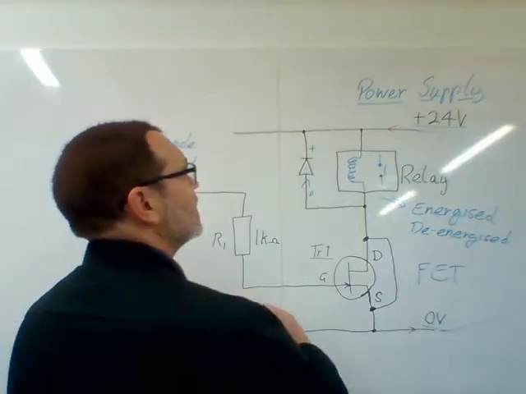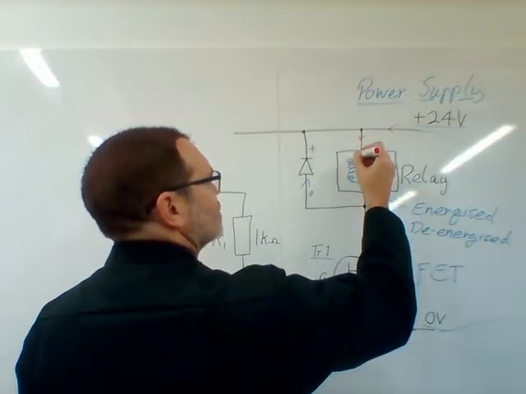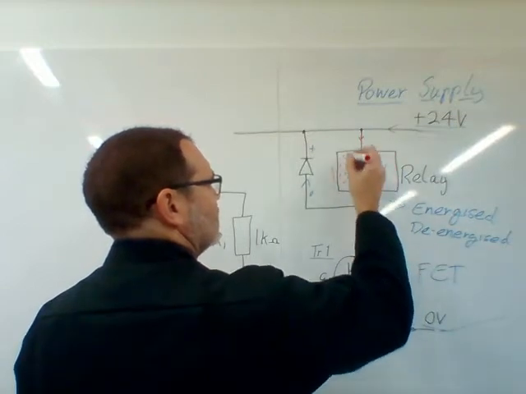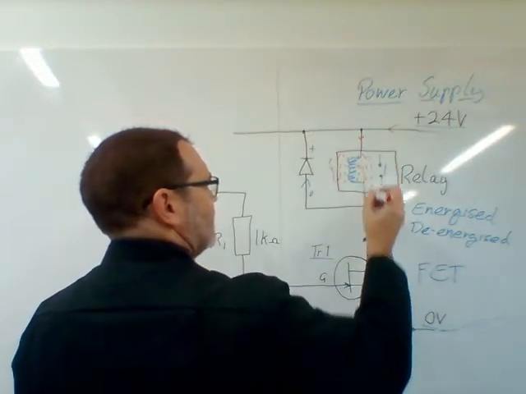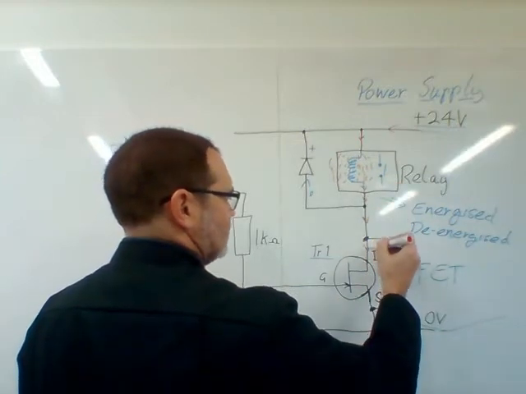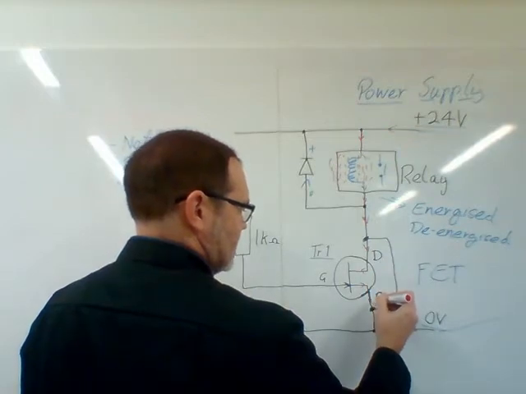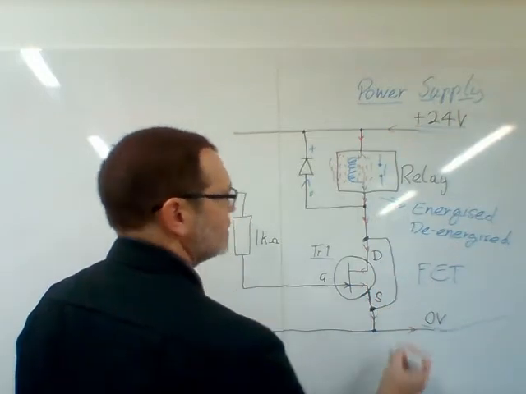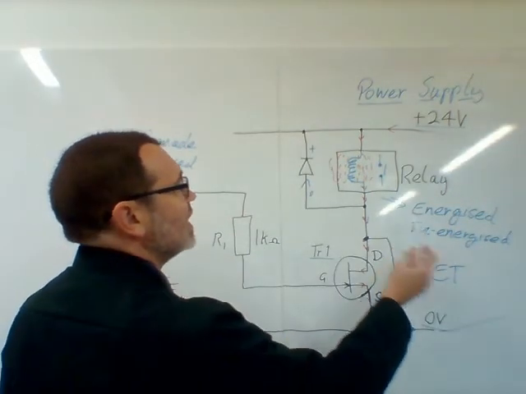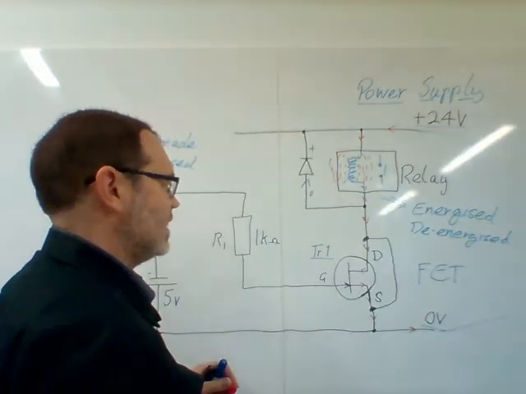Now that tells us that current must be flowing from the 24 volt supply through this coil of wire, which is creating a big magnetic field around it. Then it's flowing out through the relay down here, and it's flowing through our transistor, our FET, and back down here and back to the source again. So we've got current flowing through. With nothing on the gate, we would say that the relay is energized. What we don't know is what's happening with the contacts.